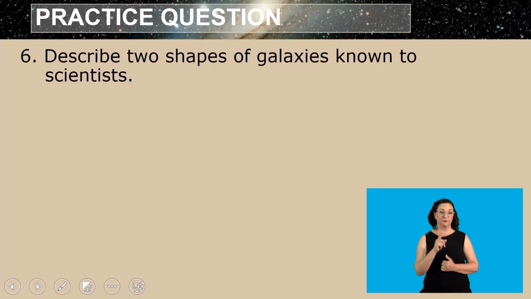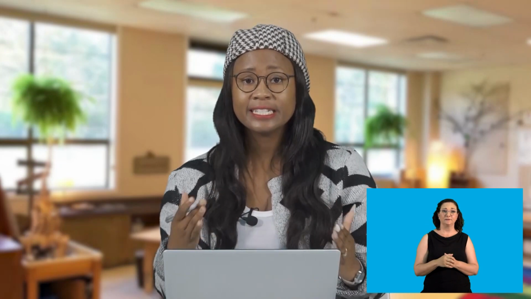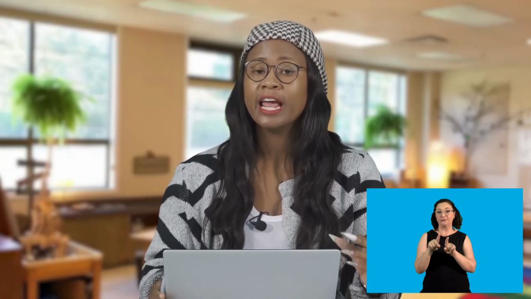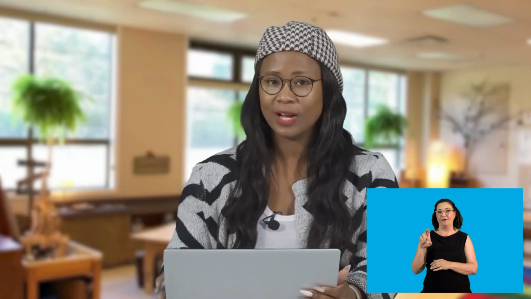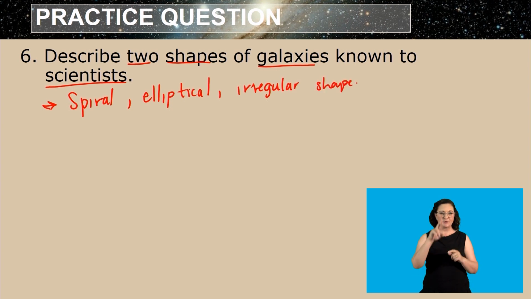Sorry about that. The next question says to us, describe 2 shapes of galaxies known to scientists. Now remember we said that galaxies come in different shapes, different sizes, and even different colors. And scientists, when they were sitting down doing their studies and research, looked at 3 shapes. They said that a galaxy can look like a spiral shape, it can also look like an elliptical shape, and lastly, it can also be irregular. So let us write that down, okay? So it can be spiral shaped or elliptical shaped or irregular shaped.